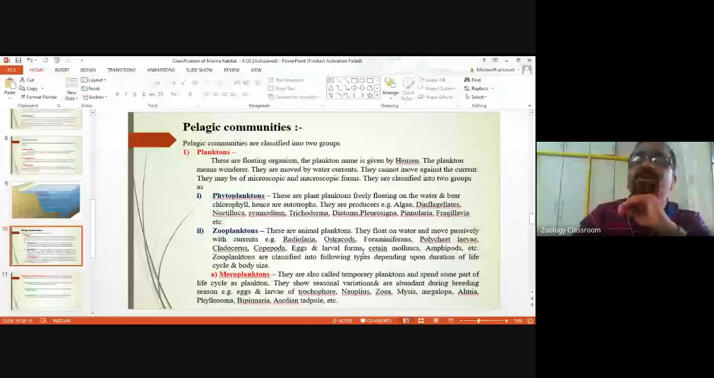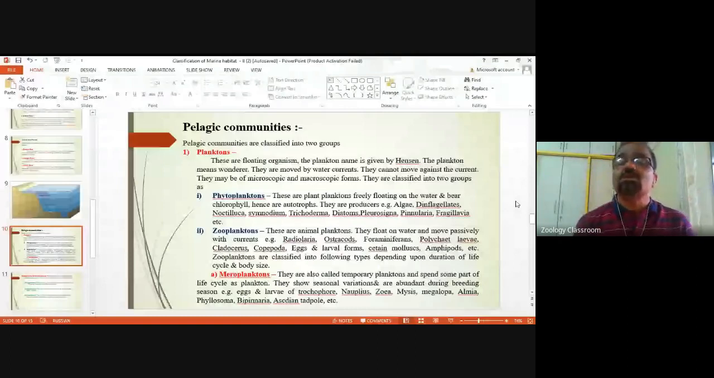Now they may be of macroscopic forms or microscopic forms. So further, they are classified on the basis of presence. Clearly, you have the idea of it.